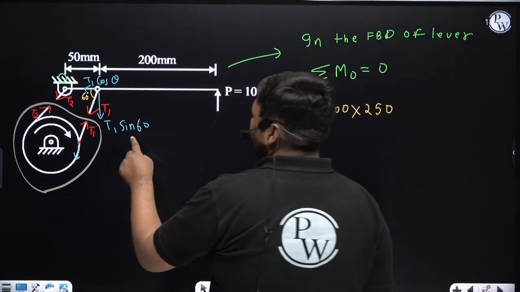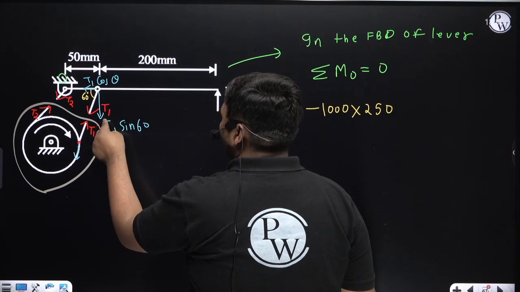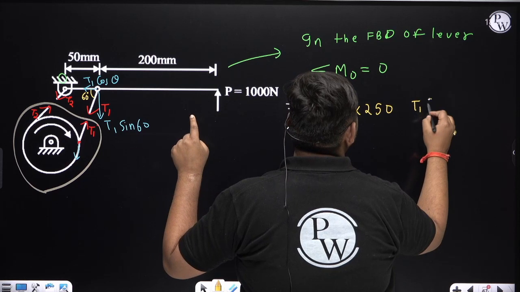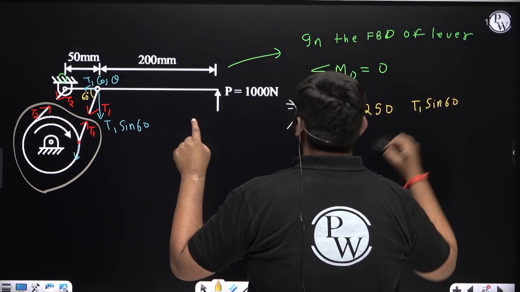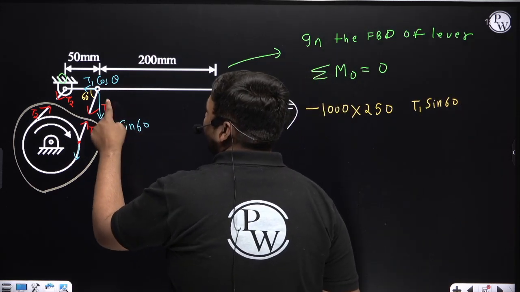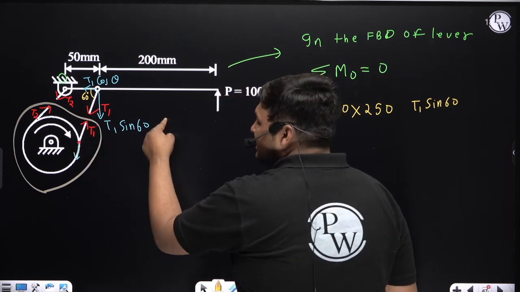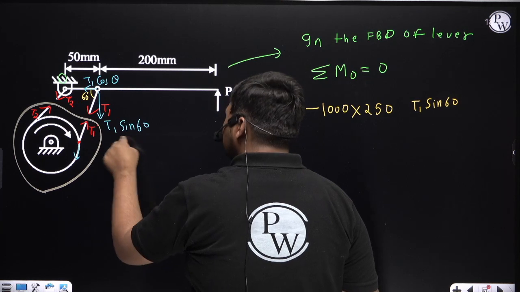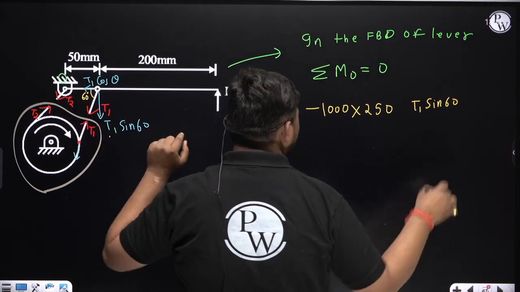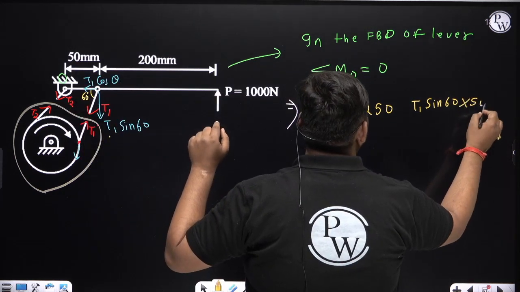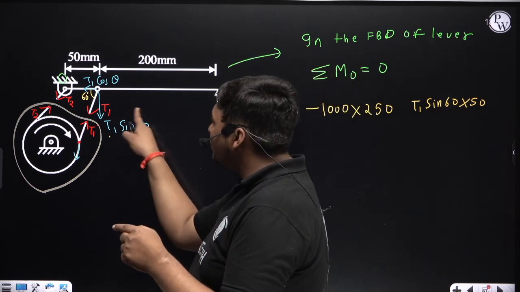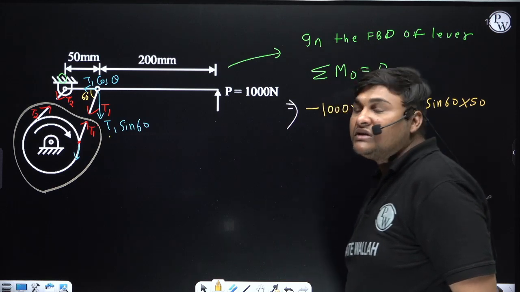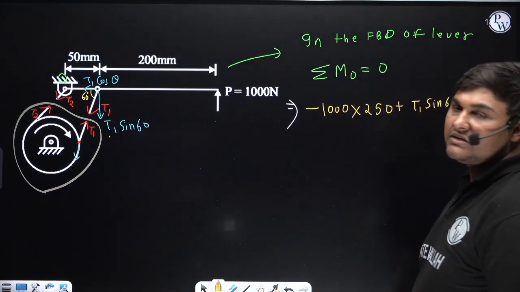Now the moment of this vertical component of T1, that is T1 sin 60. We need to find the perpendicular distance of this component from O. Since it's vertical, its perpendicular distance will be horizontal. So the horizontal distance of this force from O is 50 mm. So the perpendicular distance is 50. Now the direction of movement due to this force about O is clockwise, and I am taking clockwise direction as positive. So here we will use a plus sign.